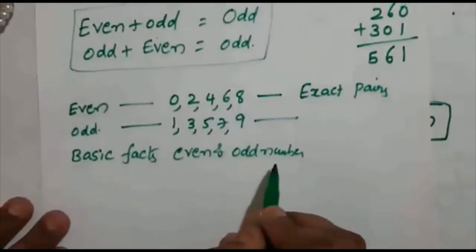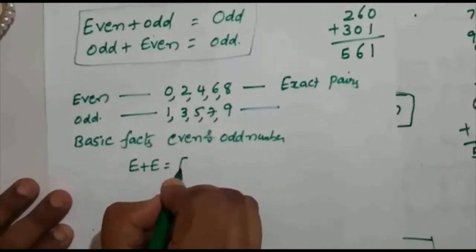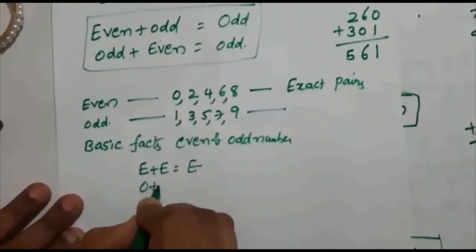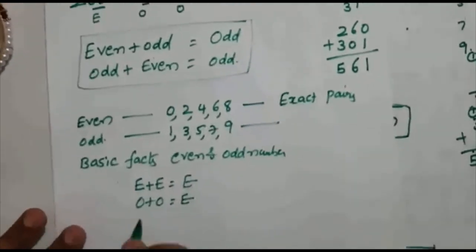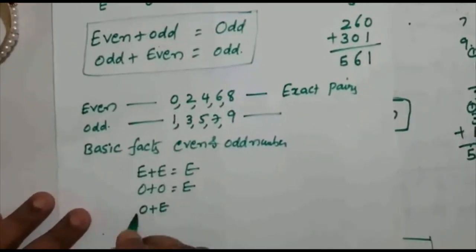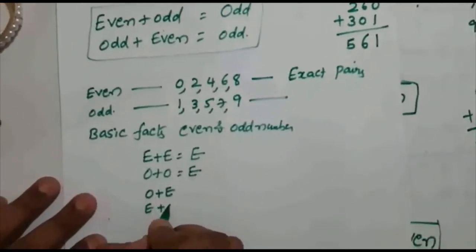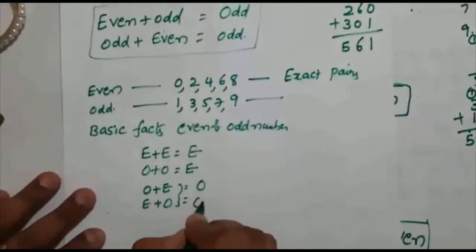So what are the basic facts? When we add two even numbers, we get an even number. When we add two odd numbers, in this case also we get an even number. When we add either even and odd or odd and even, in both cases the answer is an odd number.